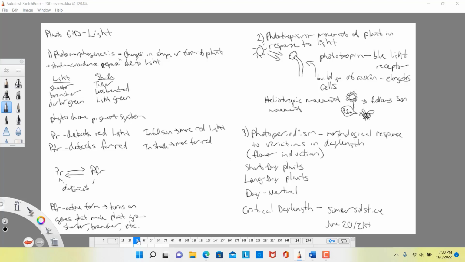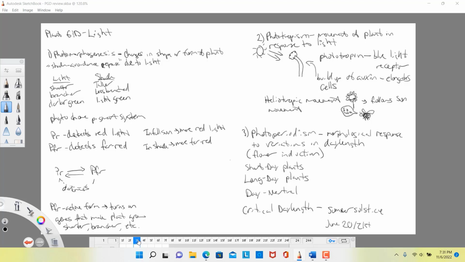And the last response we looked at was photoperiodism, which is a morphological response, a development response to variations in day length. We used the example of flower induction because that's pretty common when we're talking about photoperiodism. There are short day plants that will flower when day length is shorter than a critical day length. There are long day plants that will flower when day length is longer than some critical day length. And there are day neutral plants that don't respond to this. That critical day length varies by plants, right? It's specific to each species and even specific to subspecies or varieties.